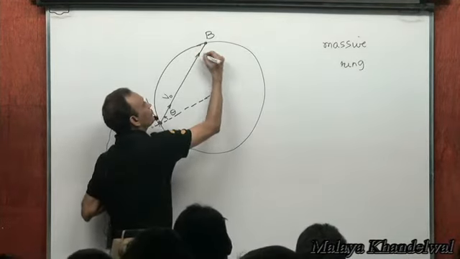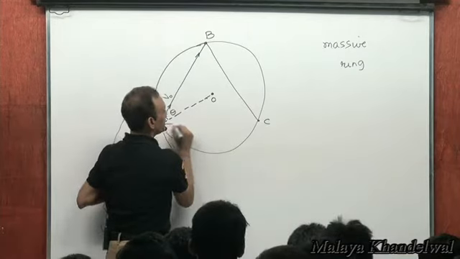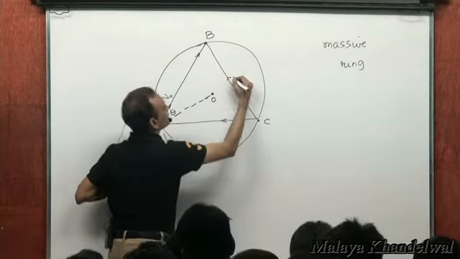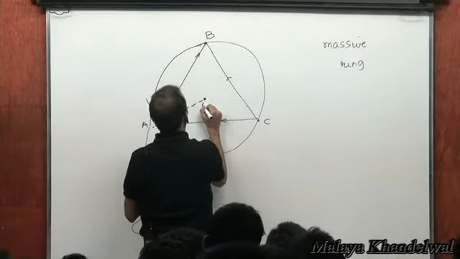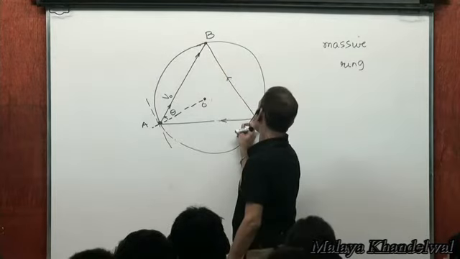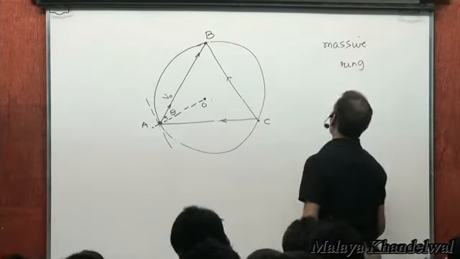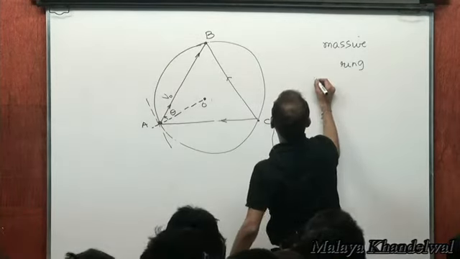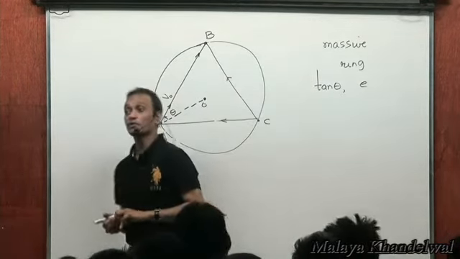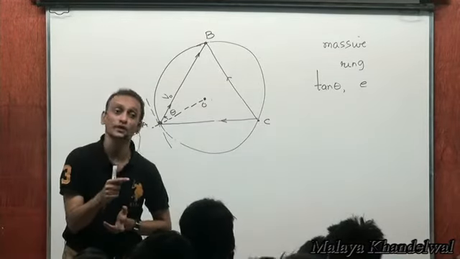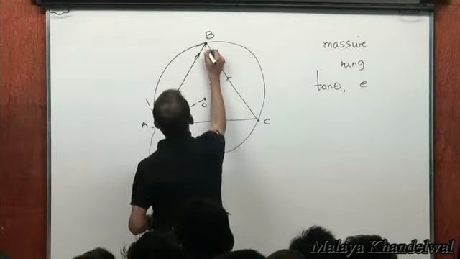Now it hits at B, then it goes to C, and then it comes back to A. At each, there are two collisions, one at B and one at C, before it arrives at A. If it does this trajectory, I want to find a relationship connecting tan theta and E, if it comes back to the starting point. All right, clear?